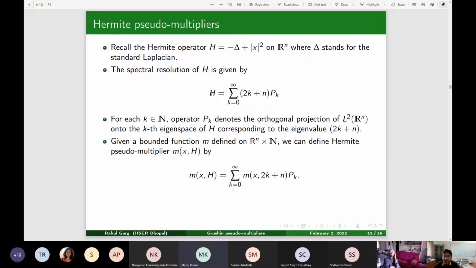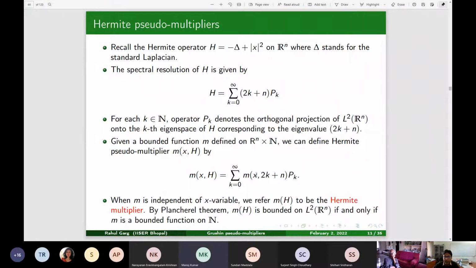On this, one can define pseudo-multipliers in this manner. You know what the eigenvalues are, so you take a function defined on the eigenvalues. If you also take it with respect to a space variable, you call them pseudo-differential operators, or we will start calling them pseudo-multipliers. So the word Hermite pseudo-multipliers: we are borrowing pseudo-multiplier as we are working with pseudo-differential operators for the Hermite operator.